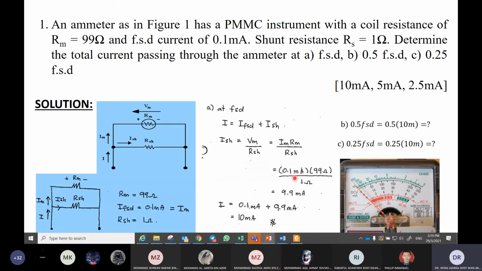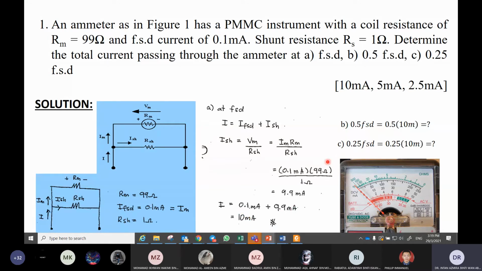So substitute IM, substitute RM, and R shunt. R shunt is 1. So I shunt is equal to 9.9 milliamps. Now we want to find I. I is equal to IM plus I shunt. IM is 0.1 milliamp, I shunt is equal to 9.9 milliamps. So the total I is equal to 10 milliamps.